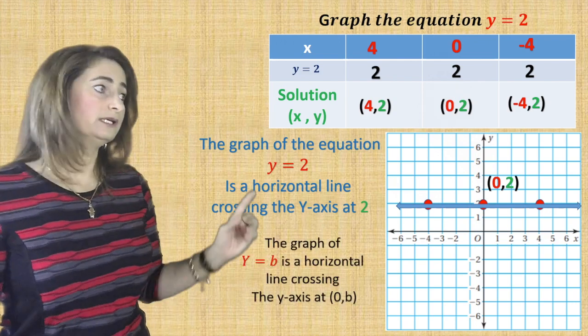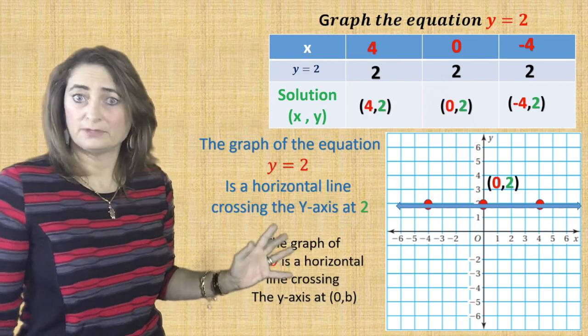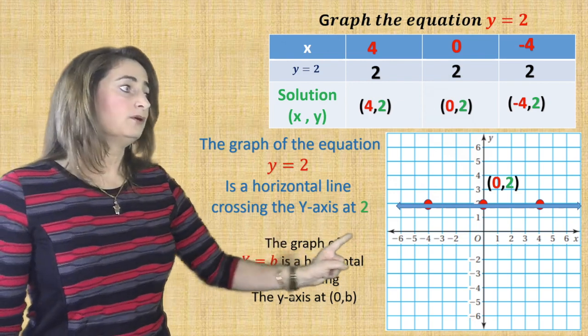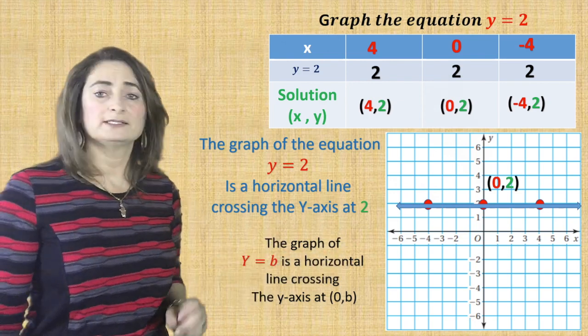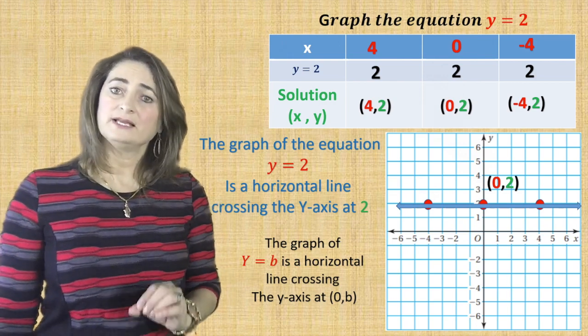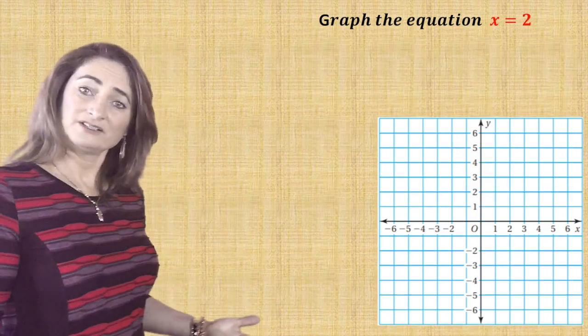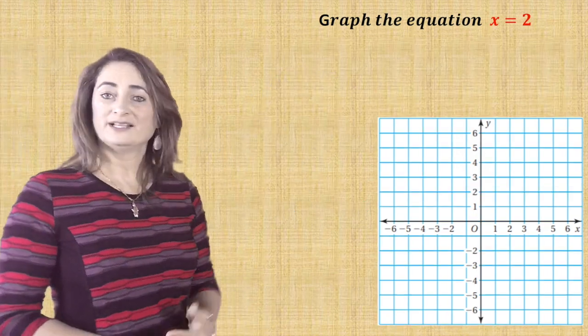As a conclusion, we can say that the graph of any y equals b, where b is a constant, a number, any number, will be a horizontal line crossing the y-axis at (0, b), where 0 is the x and b is the value of y. Now let's graph this equation. Another example, graph the equation x equals 2.